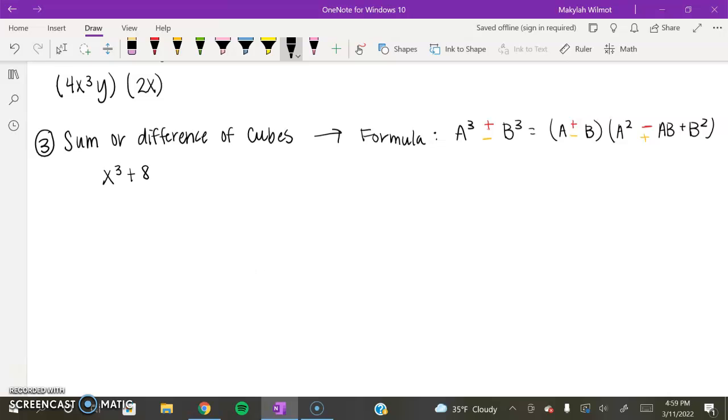x cubed plus 8. Well, going back to our formula, that means that this is a cubed plus or minus b cubed. Well, it's a plus sign, so we're going to know it's a plus sign. So we can look at the reds for all of this.